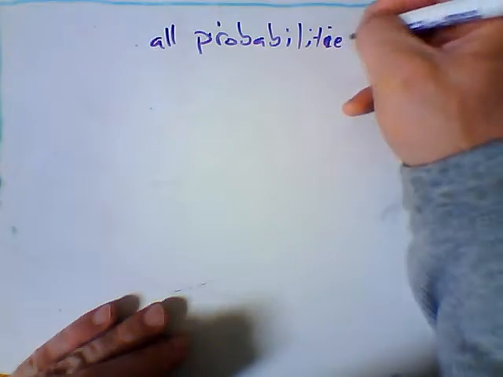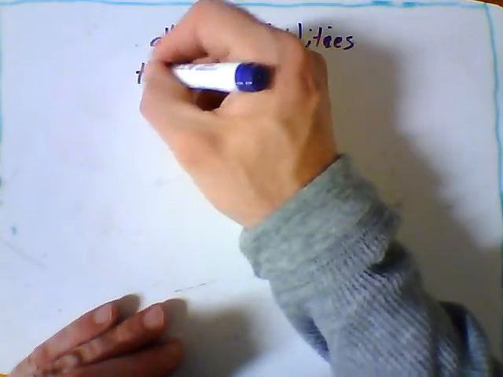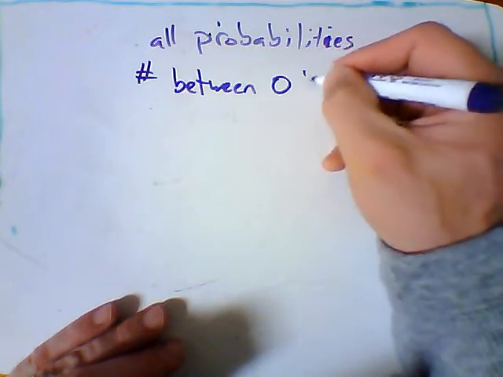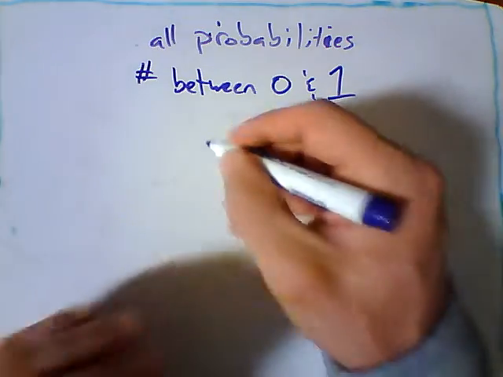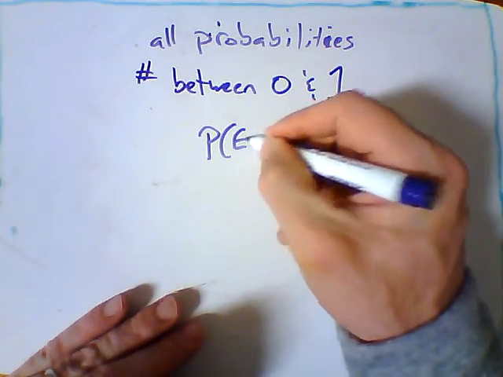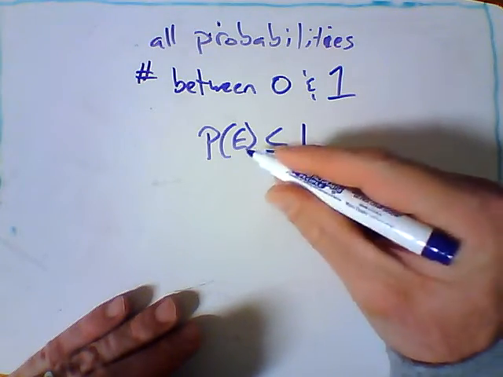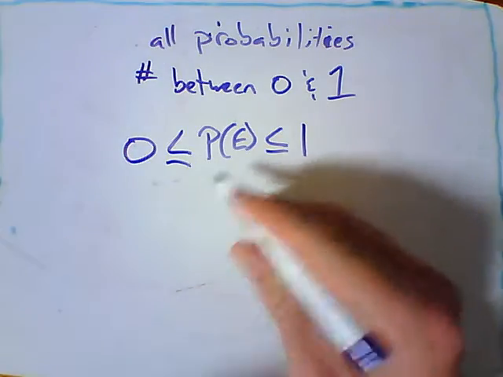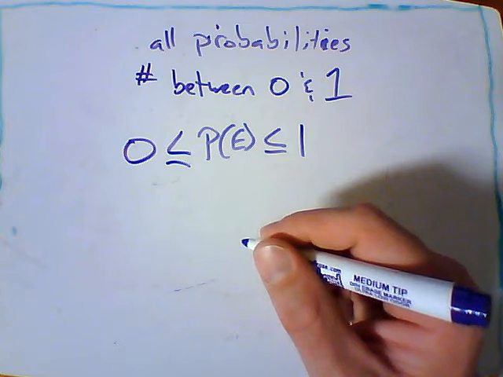All probabilities, every single one, is some number between zero and 1. Basically, the probability of any event E is between 0 and 1. It could be 1 if E is going to absolutely happen, and 0 if it can't. No negatives, no numbers bigger than 1.